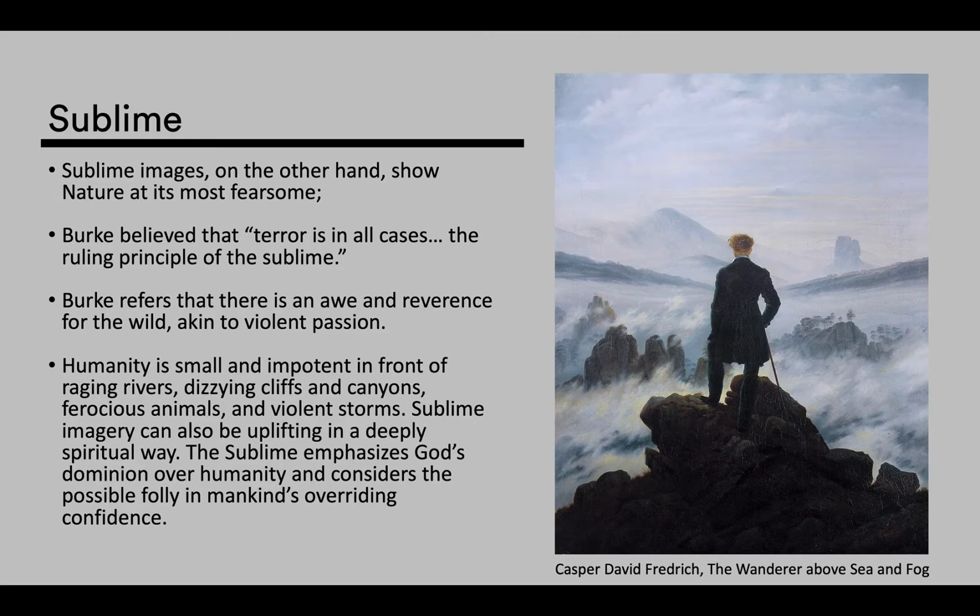Burke believed that terror is, in all cases, the ruling principle of the sublime, that nature is destructive. Burke refers to an awe and reverence for the wild and violent passion. Kant, on the other hand, in his reference to the sublime, believes that nature is awesome, but it isn't always about the fear of nature. It is in awe of the power of nature.